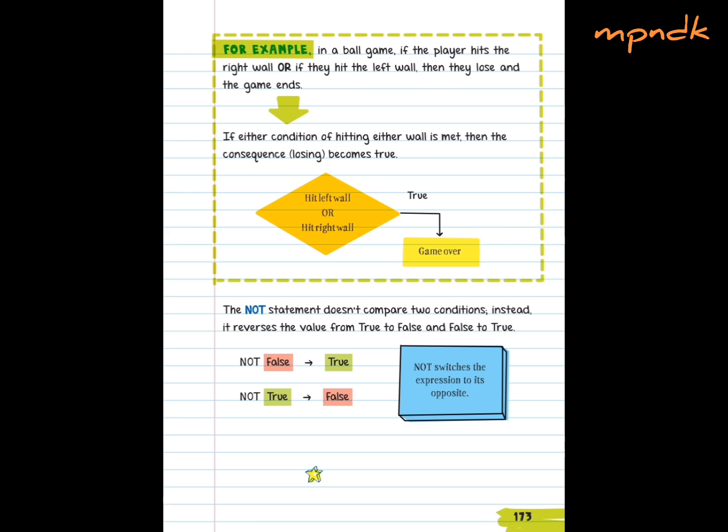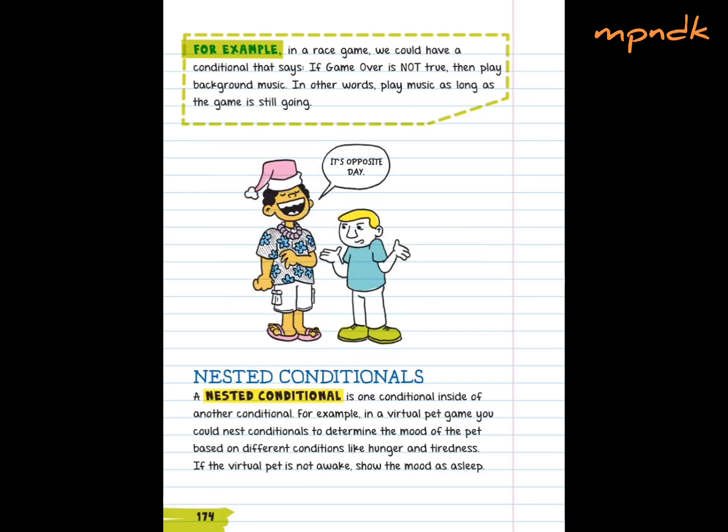The NOT statement doesn't compare two conditions. Instead, it reverses the value from true to false and false to true. Not false is true, not true is false. Not switches the expression to its opposite. For example, in a race game, we could have a conditional that says, if game over is not true, then play background music. In other words, play music as long as the game is still going.